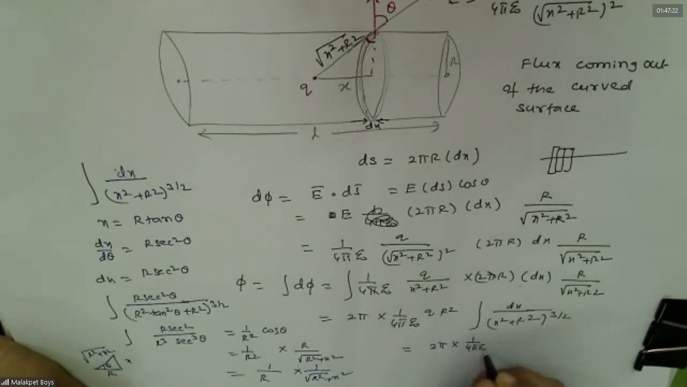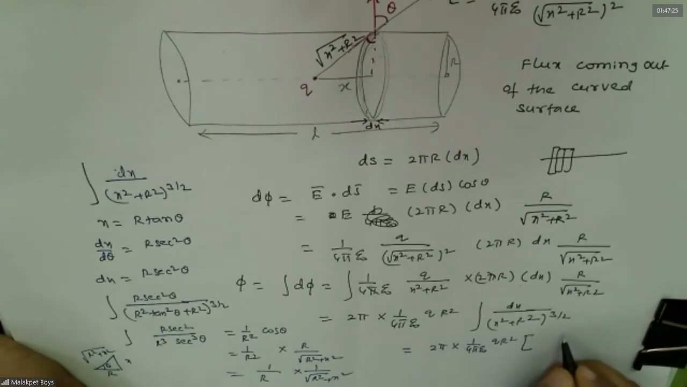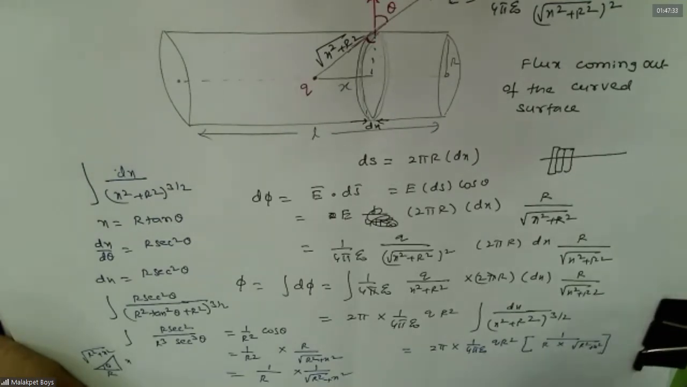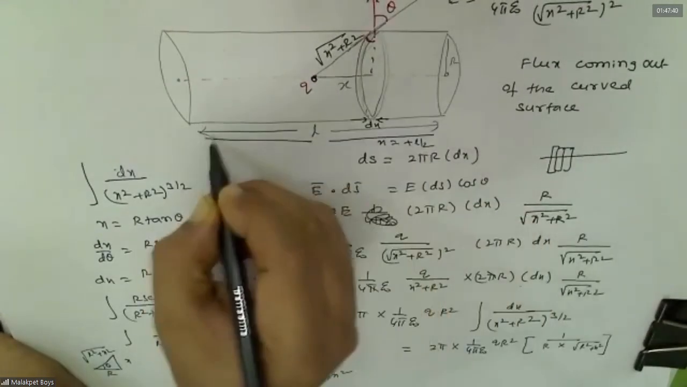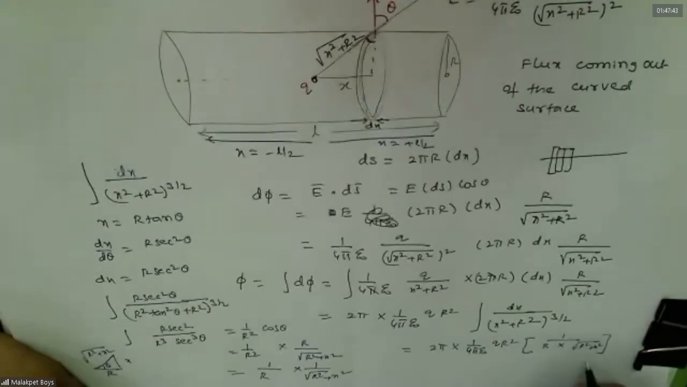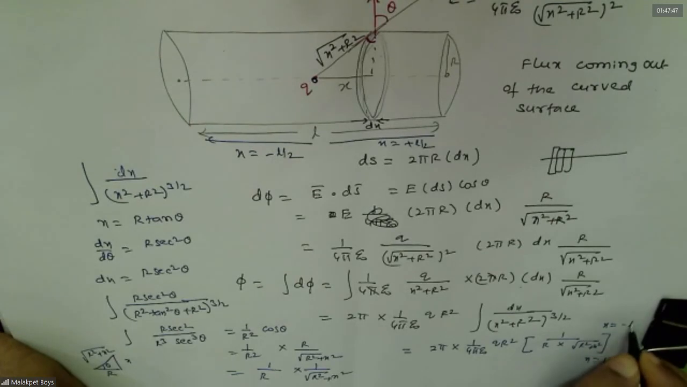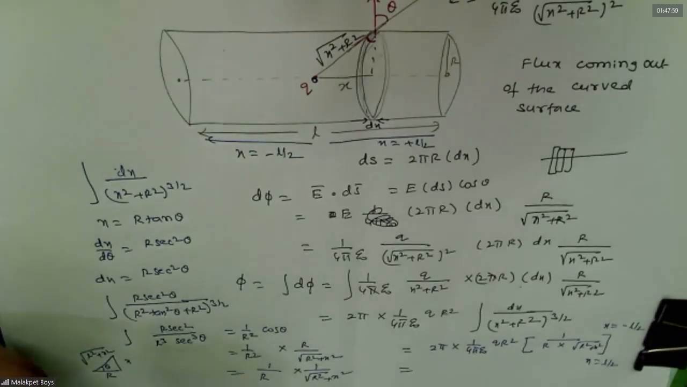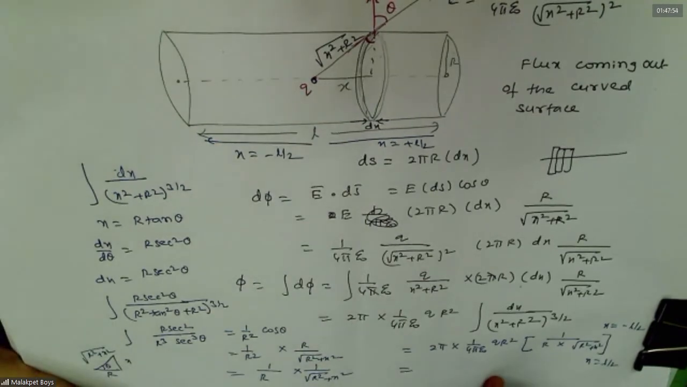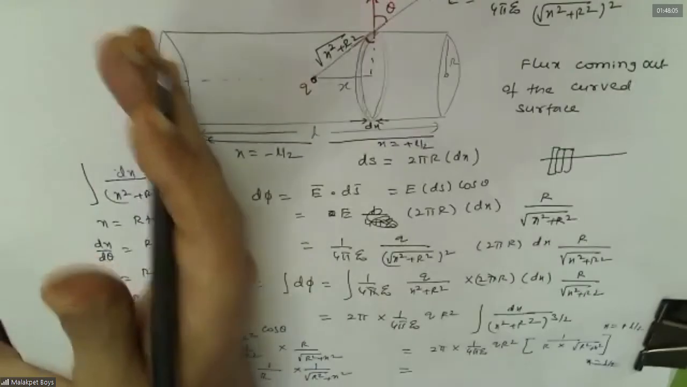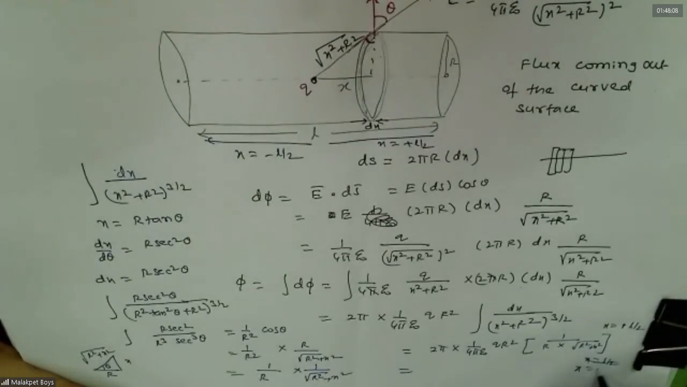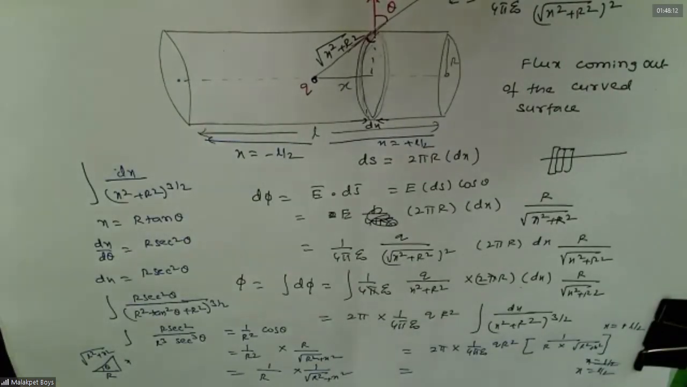Since you already know all these integrations I explained, see here, what is that? This is the middle point, no? From here to here, x is what? Plus L by 2. This side, minus L by 2. So substitute this. You will get the required one. Left to right, minus L by 2 to 0 to plus L by 2. Correct? Yes, sir. You will get the final answer.